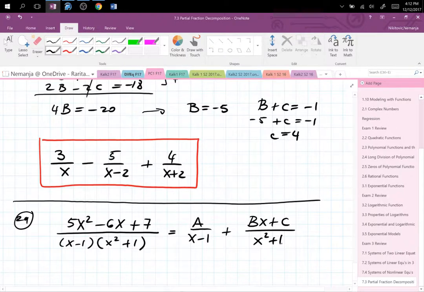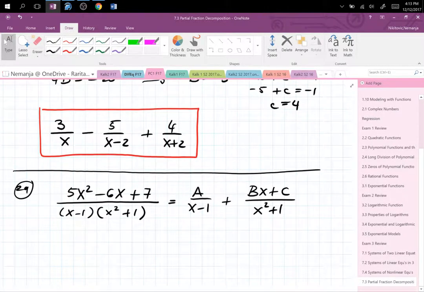Now, it's not repeated. Repeated one would have a square right here, right? We don't have that square. So this is it. This is the setup. You have one linear with a corresponding linear, and you have a quadratic with the corresponding quadratic. None of them are repeated. There are no squares, right? So we are done with the setup.